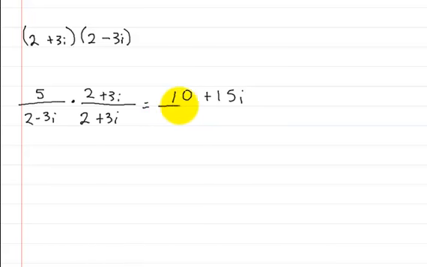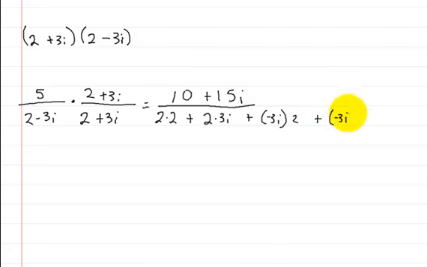Now, on the bottom, we would get 2 times 2 is 4. Well, let's write it all out. So 2 times 2 plus 2 times 3i. Then you get plus negative 3i times 2 plus negative 3i times 3i. And all we did is we multiplied the 2 into here, and then into here, and then we multiplied this one into there, and then into there.